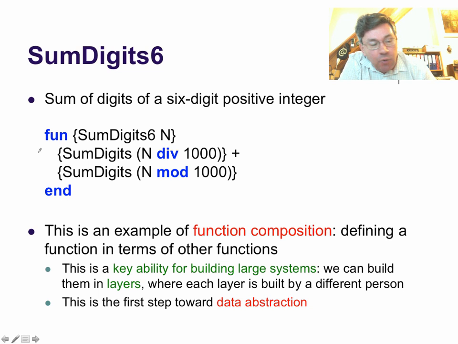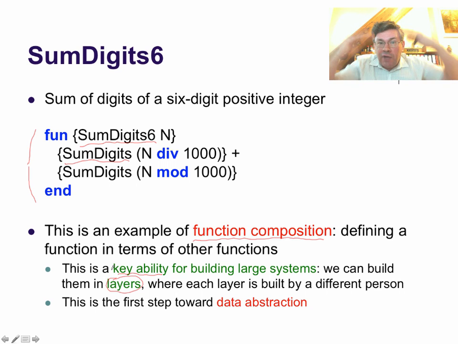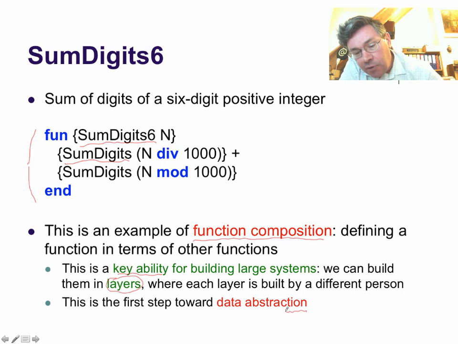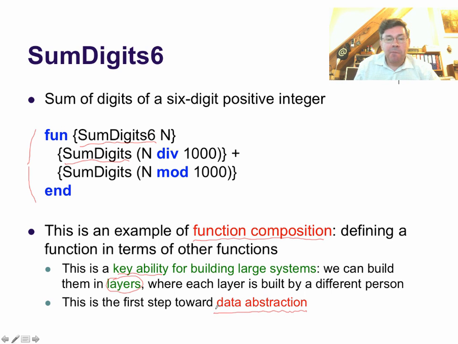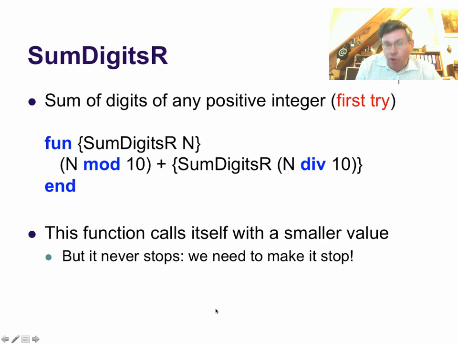So first of all, we have function composition. Here we show the example of sum digits 6, which calls sum digits, so a function calling another. This is a key ability for building large systems because it lets you build systems in layers. Each function calls functions in the layer below, and in fact, practical systems can have hundreds or thousands of layers like this. And this is the first step toward data abstraction. But it's not enough. We need more.